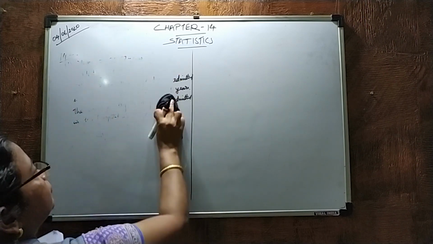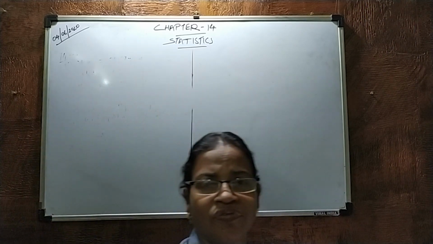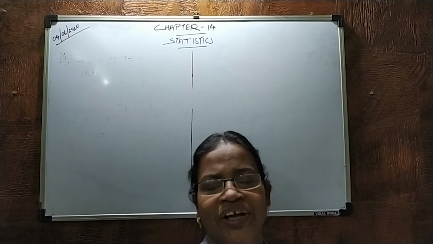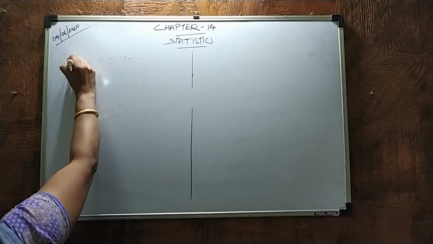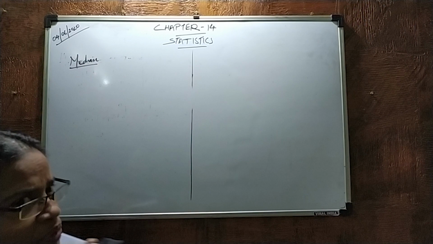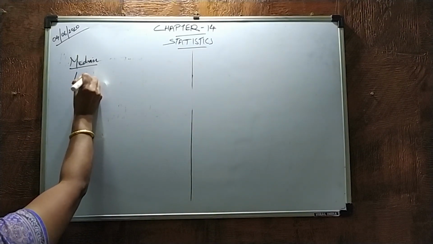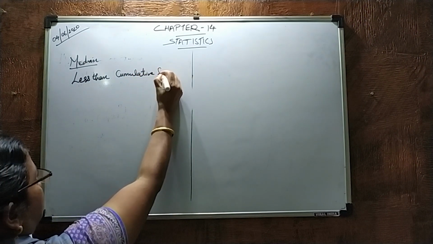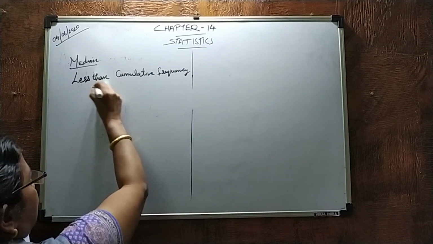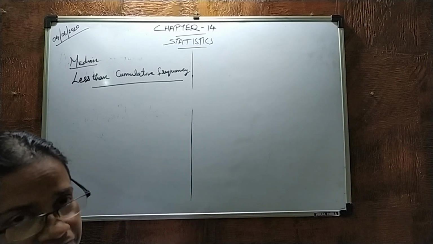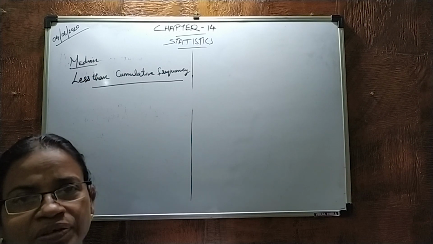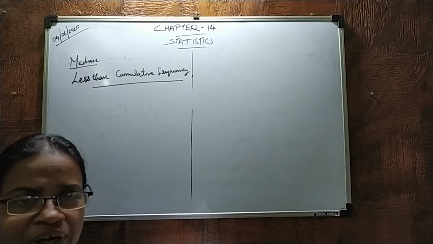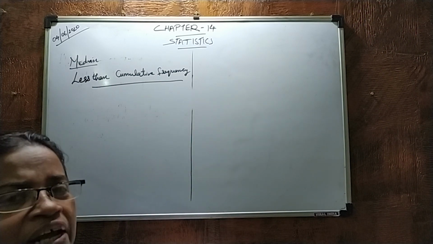Median. Now, the next topic is median. Before finding the median we have to find another thing, because that is needed for finding the median: the less than cumulative frequency. They will give you the class interval and frequency. We have to find the less than cumulative frequency. That means one more column, where we add one by one. I will show you that now. You have to be careful because we need this column for finding the median also. So we will write the first question now.